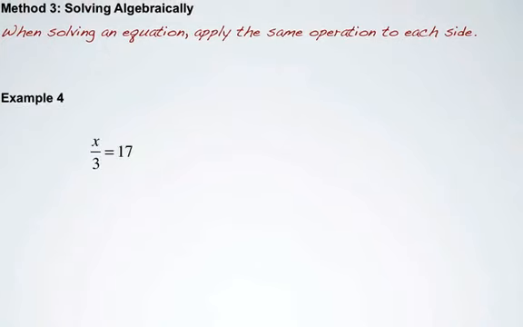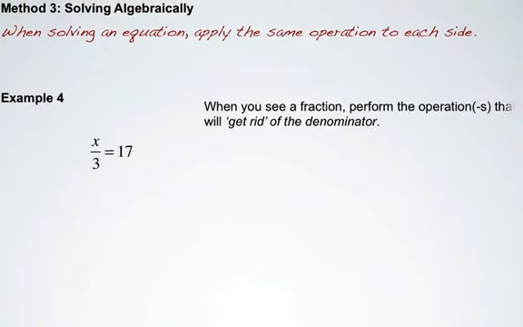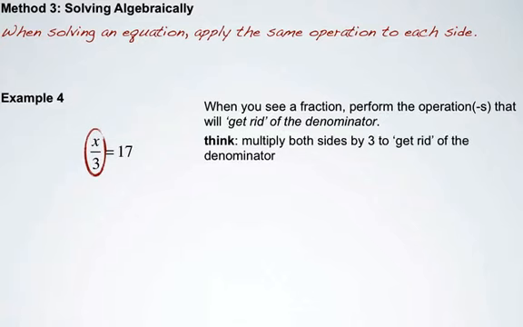X divided by 3 equals 17. So when we see a fraction, we want to get rid of the denominator. And remember, we've talked before that fractions are divisions waiting to happen. So the opposite of a division is a multiply. So we're going to multiply both sides by 3 to get rid of the denominator.